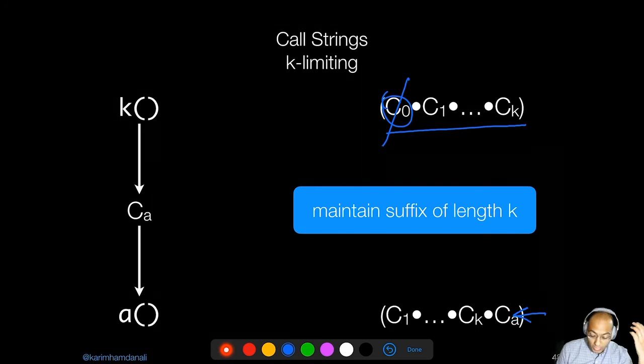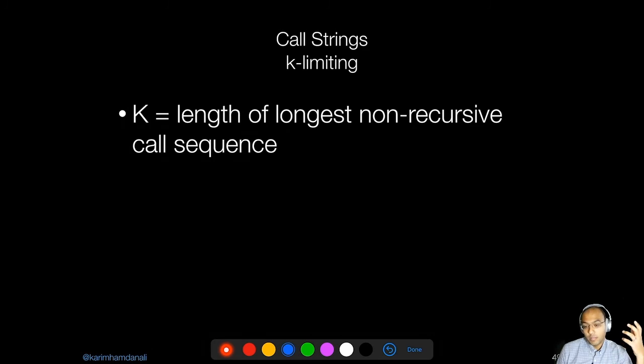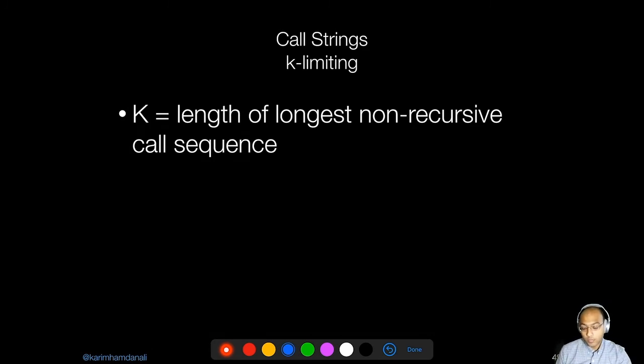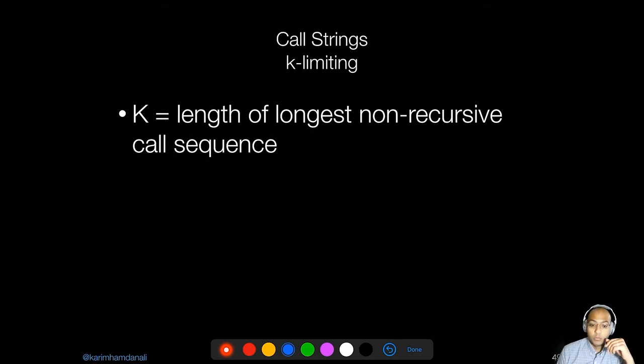So k here, if you want to choose the correct value of k, should be the length of the longest non-recursive call sequence that you may have in your program, so that you're able to distinguish between all these calling contexts that you may have in your program.